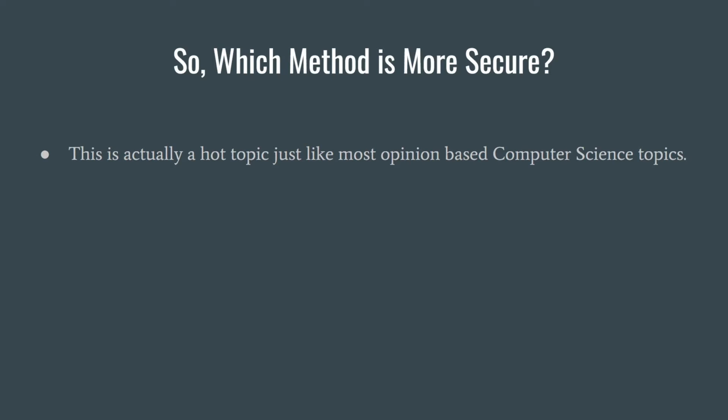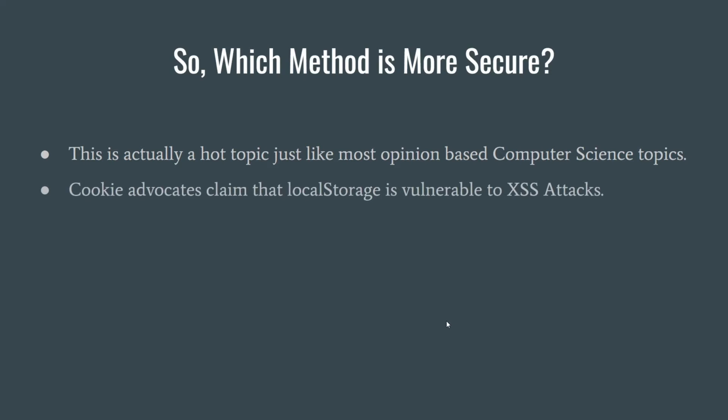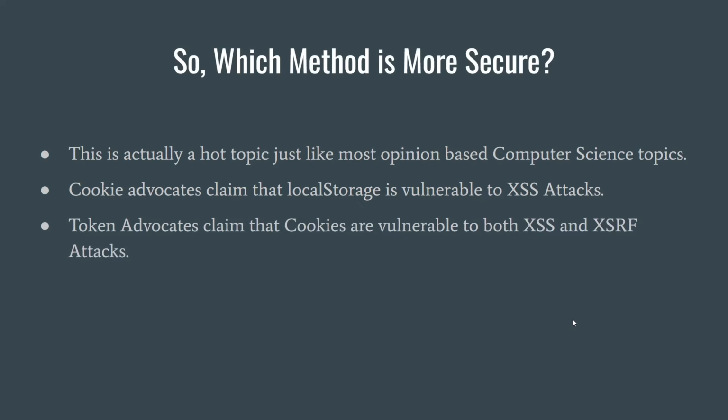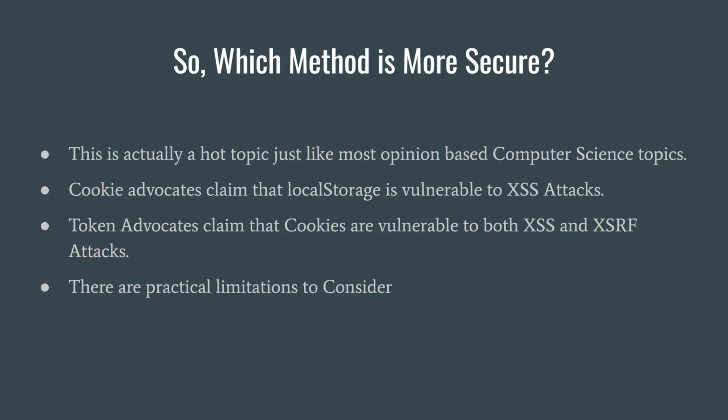It's actually a hot topic, just like most opinion-based computer science topics. The cookie advocates claim that local storage is vulnerable to XSS attacks, which is cross-site scripting attacks. And the token advocates claim that cookies are vulnerable to both XSS and XSRF, which is cross-site request forgery attacks. And there are also some practical limitations to consider.